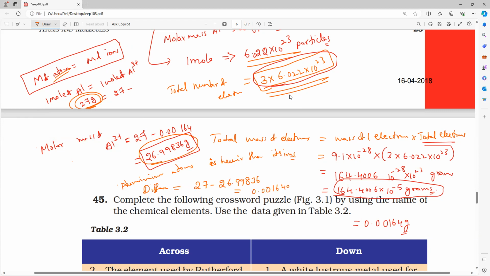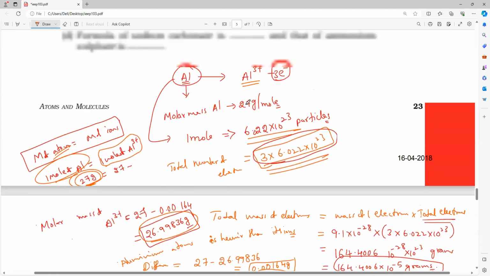0.0016, 164. That is the difference between their masses. So please remember, aluminum atoms are heavier than aluminum ions. 1 mole of aluminum atoms is heavier than 1 mole of aluminum ions. That is what you have to remember. Okay, everybody? Clear, all of you?